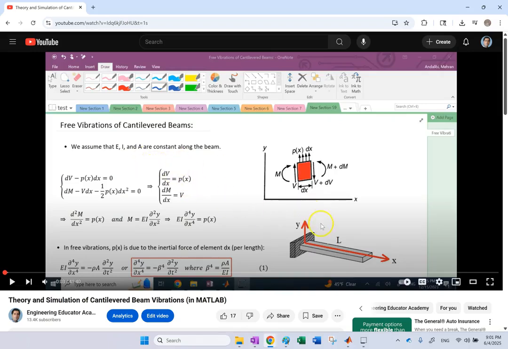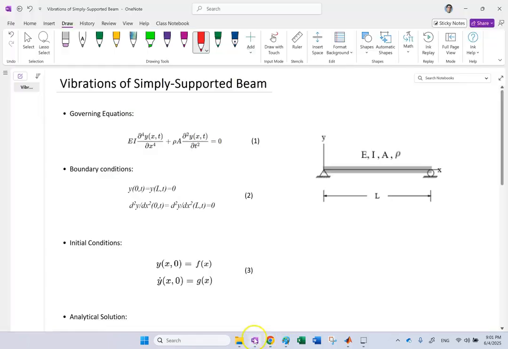The governing equation for both of them is the same, because the relations that we used between shear force, bending moment, and load are the same for both. So this partial differential equation that we found, where y of x and t is the lateral deflection of the beam at location x at time t, this PDE is still valid in this system. That's the exact same thing, okay? No difference. The boundary conditions are different.